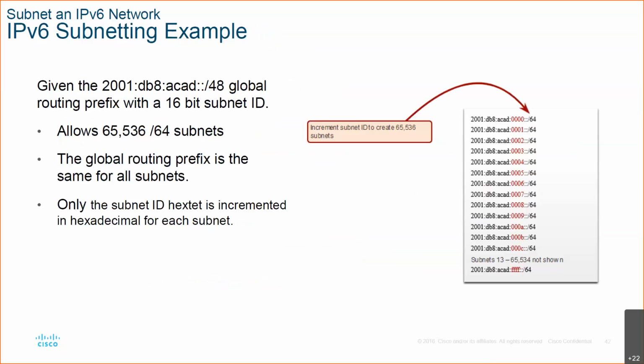So if you want to create subnets, here you see the network portion is the first 3 hextets. The subnet is your 1 hextet, 16 bits. It starts with 0000, 1, 2, 3, 4, 5, 6, 7, and so on. How many subnets can you create? 16 bits, so 2 to the power of 16. That will be 65,536 subnets. That's why subnetting over here is much easier.